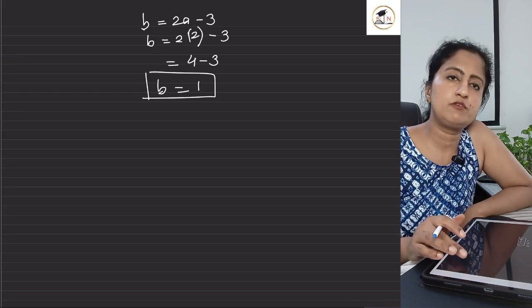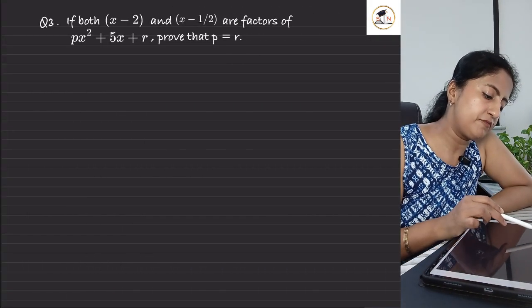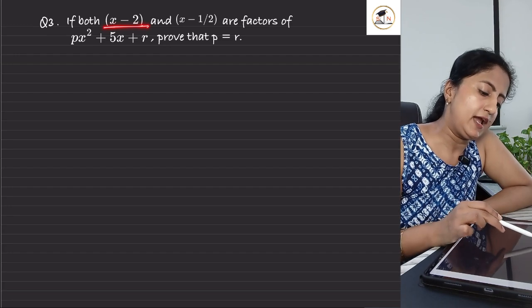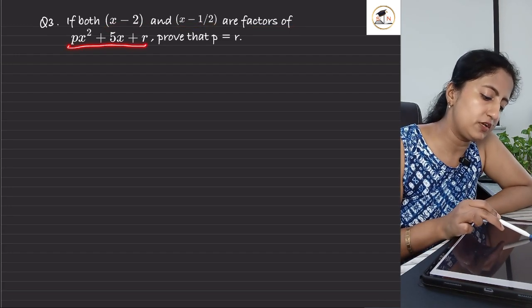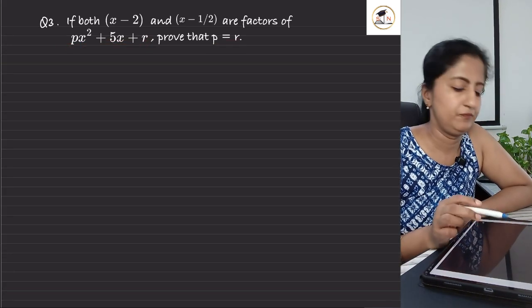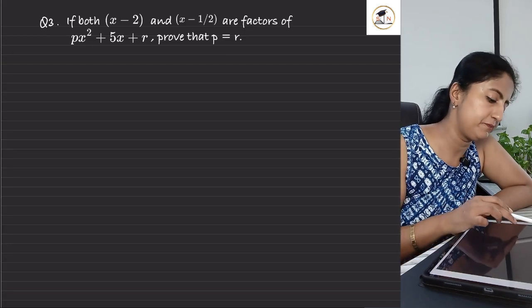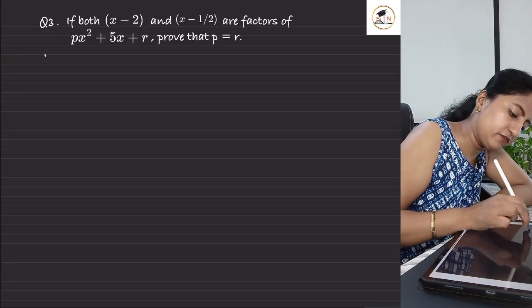Now, let's do another very important question: if both x minus 2 and x minus half are factors of this polynomial, we are supposed to prove that p equals r. It is a highly important question. Now let's start solving it. We have one polynomial over here, which is px.